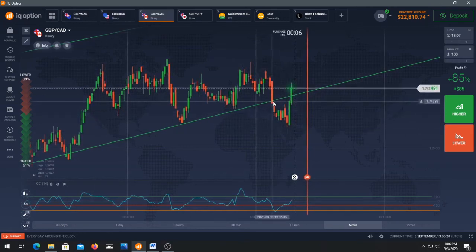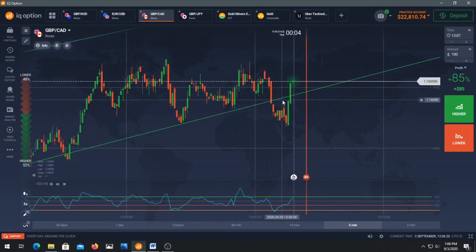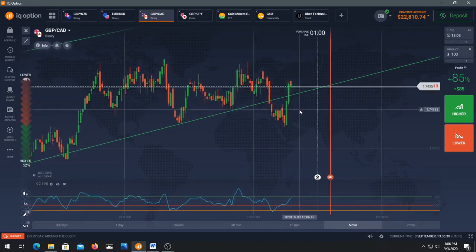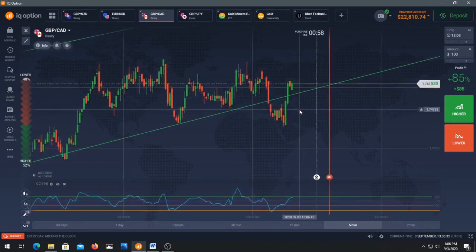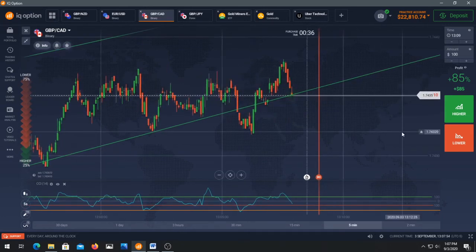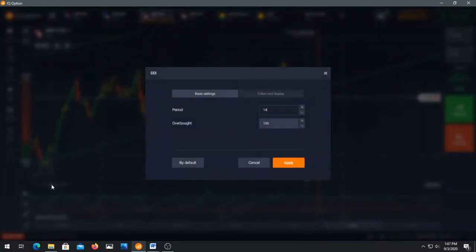So as you can see, it just broke through my line of support here. Now it's gone back up. So this looks like it's about to form a slight bullish run.